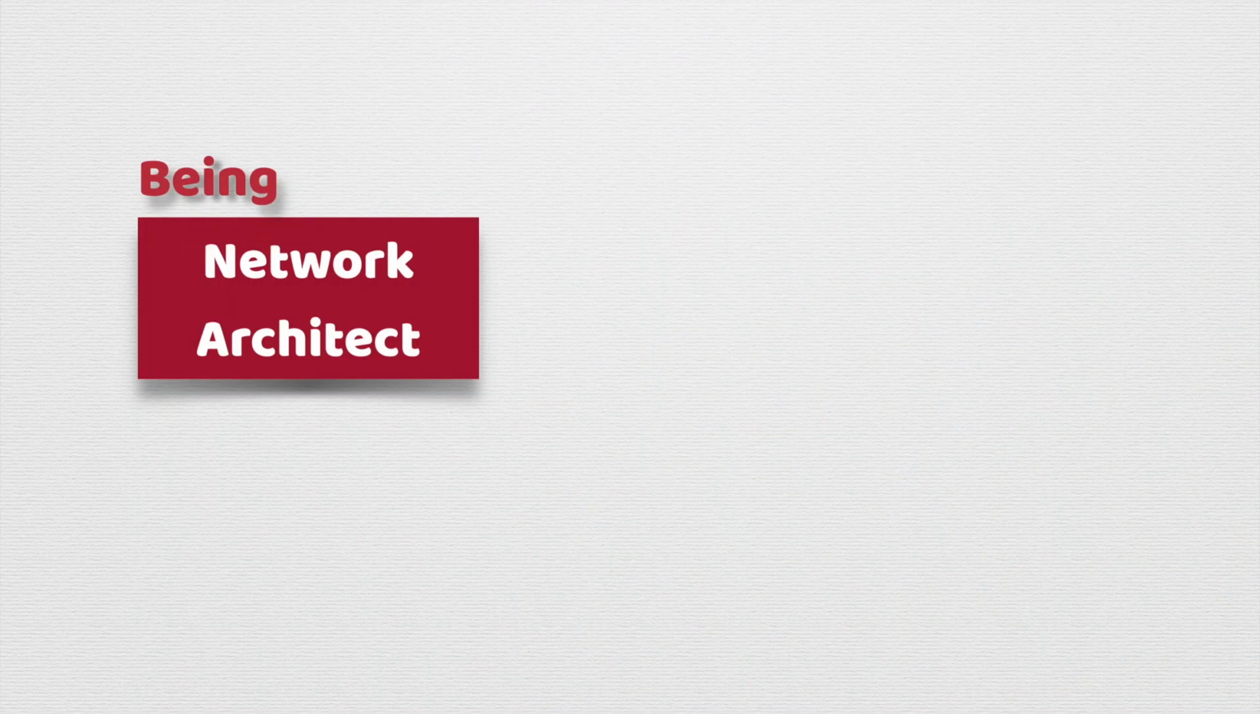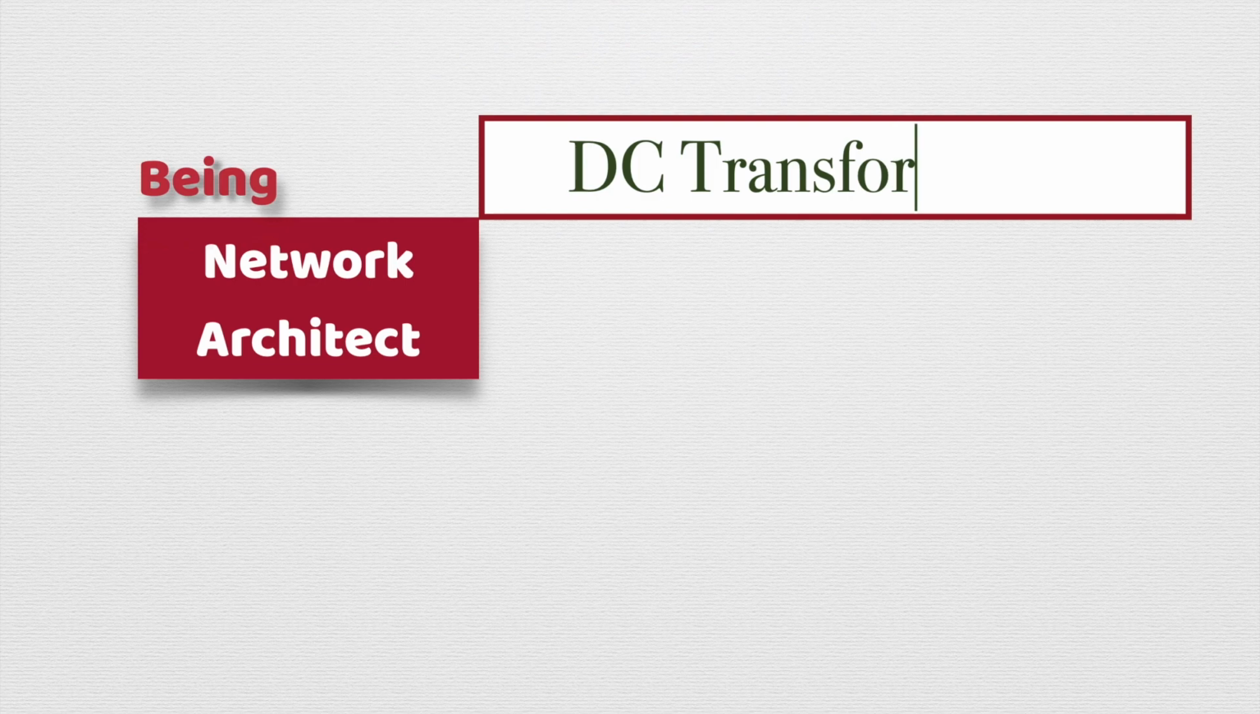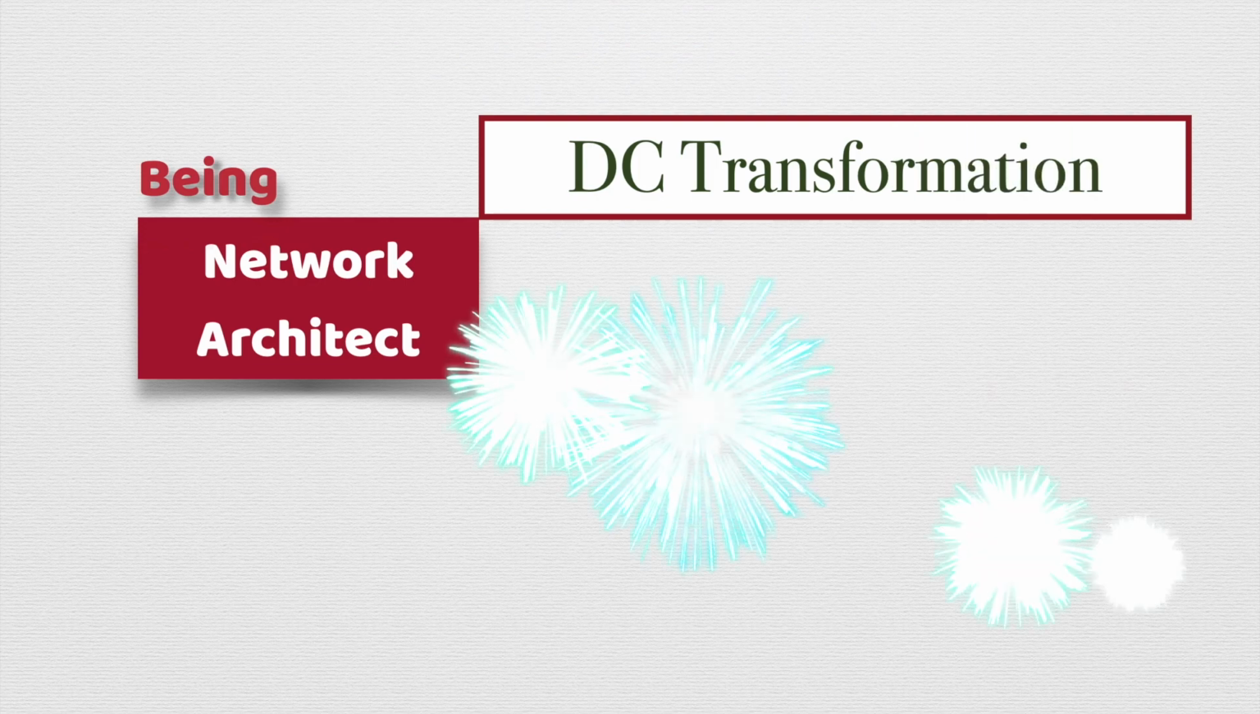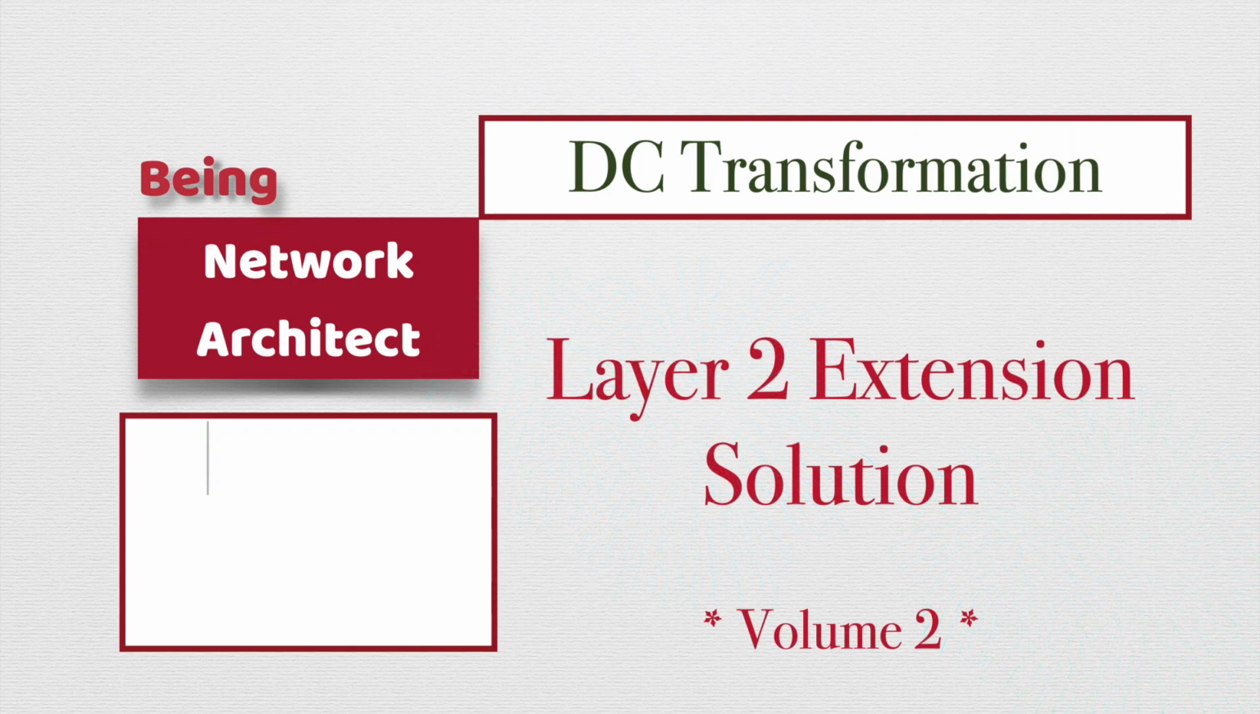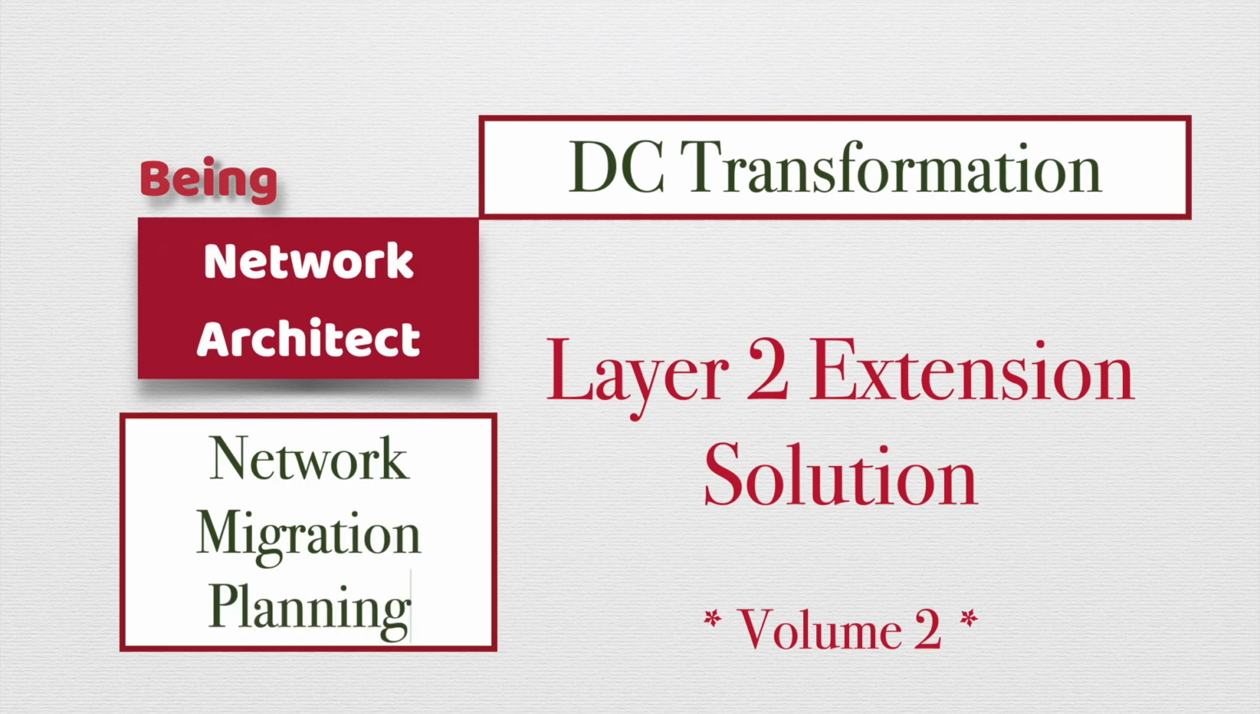Hello everyone. This video is a continuation as part of our DC transformation series where we are discussing the network migration architectures and planning related to network cutover. We briefly looked at the IP retention requirements for the servers after migration, and that results in VLAN extension requirements between source and target data centers in the previous video.